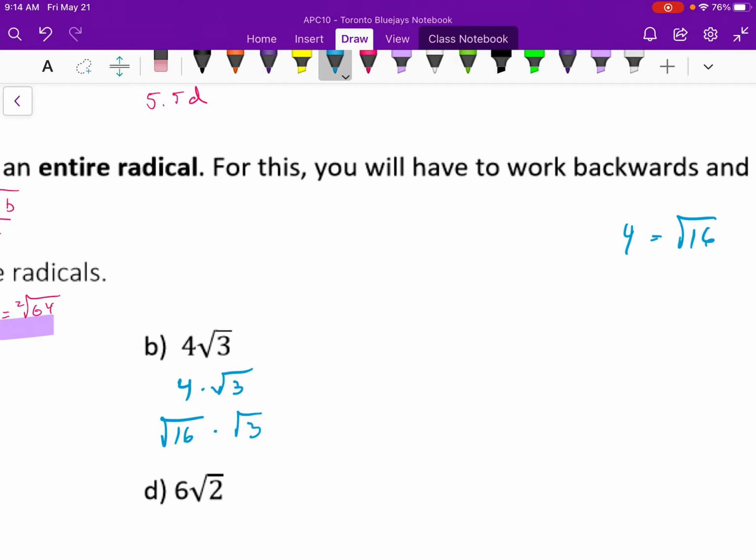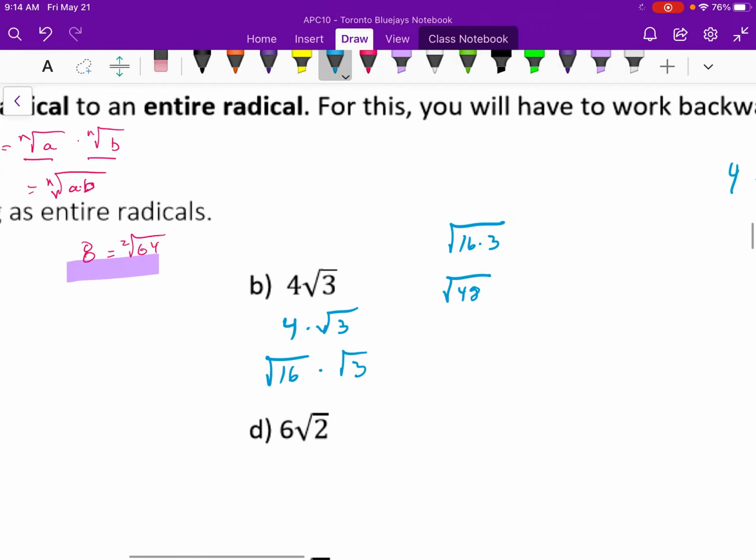Now since my radicals have the same index, the square root, I can simply bring both radicands under the same radical. So the square root of 16 times 3, well, that is equal to the square root of 48. So 4 root 3 is equal to the square root of 48.